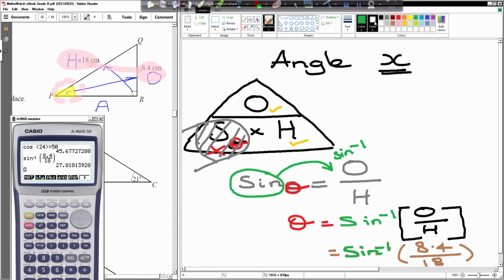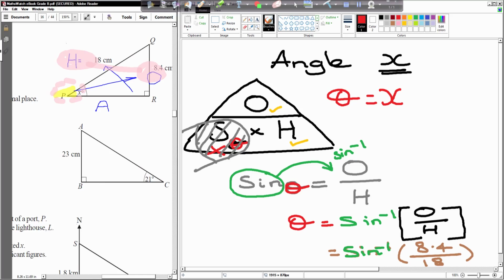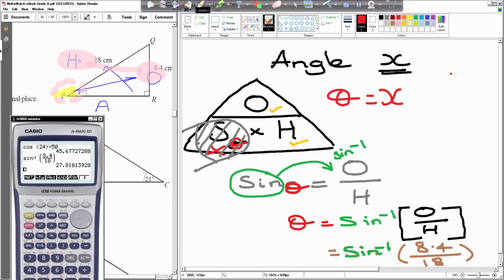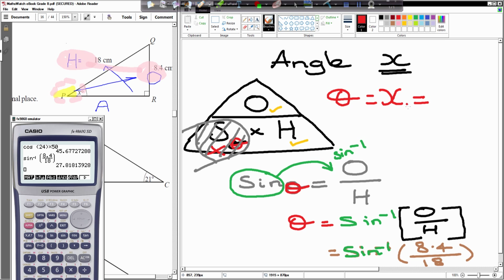Okay, I'm just going to write this answer over here, because I'm running out of space on the bottom. Now remember, the theta in our symbol here is represented by the angle x, which is over here. So that is now equal to another, this is also to 1 decimal place answer. Let's copy down what we got there: 27.81818.